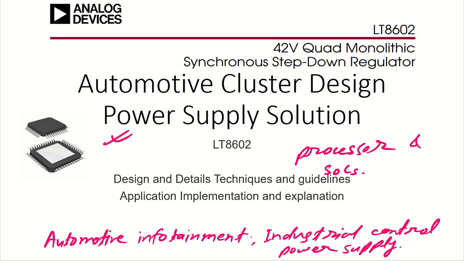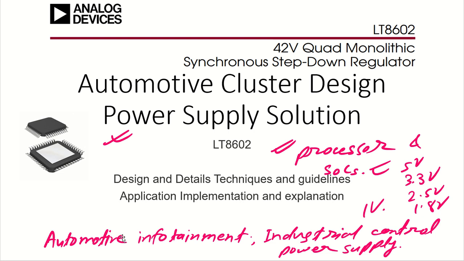We need to utilize processors or FPGAs or SoCs. SoCs are nothing but systems on chips, right? So in that case, we need multiple power outputs. Let us say we need 5 volt or 3.3 volt or 2.5 volt or 1.8 volt or even 1 volt. Those core supply voltages or auxiliary supply voltages for FPGAs and all these things are required, right?